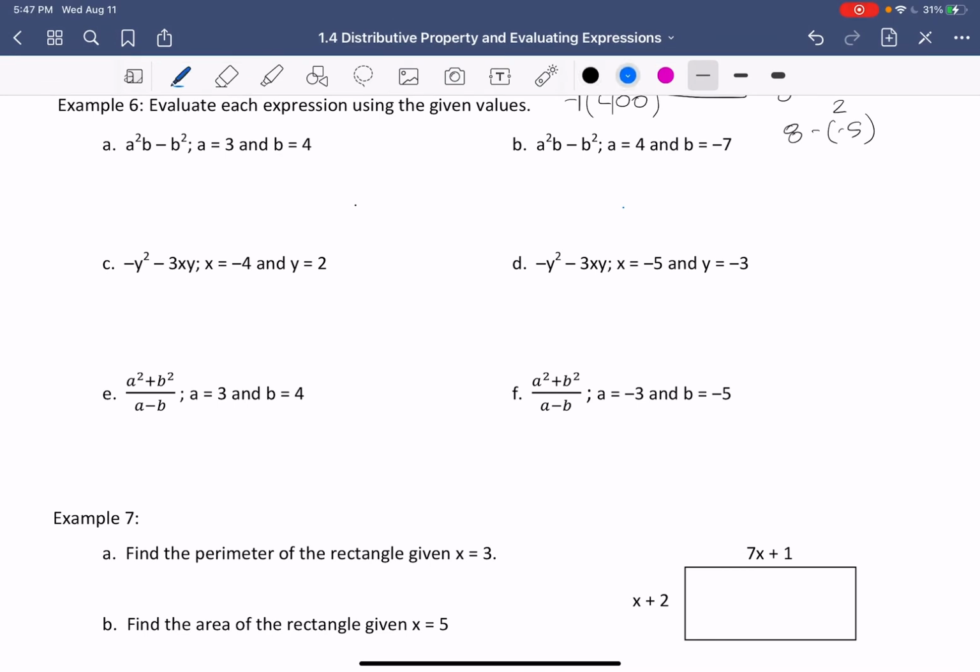Let's look at example 6. So now it says to evaluate each expression using the given values. Okay, so it's given us values just like we did in example 5, except they're different for each one. Okay, so a squared b minus b squared, where a equals 3 and b equals 4. Okay, so we've got 3 squared times 4 minus 4 squared.